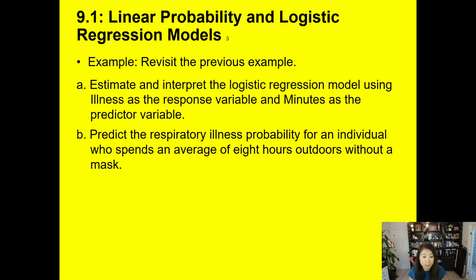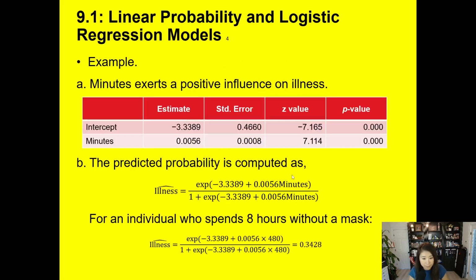And second, predict the respiratory illness probability for an individual who spent an average of 8 hours outdoors without a mask. Okay, same task. So you need to know how to plug the x value into your equation to get the probability value. Okay, let's look at the answer together.